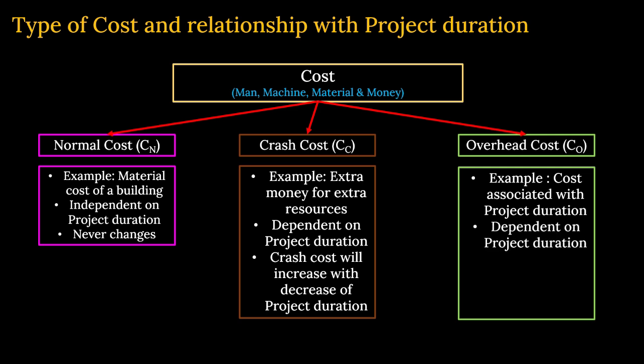The hiring means the salary of the staff. So it is dependent on the project duration, the number of days. So this cost will decrease with the decrease of project duration. If project duration is decreased, your overheads will also be decreased, obviously. So out of these three costs, normal cost is independent of the project duration, never changes. Crash cost will be increased whenever you are decreasing the project duration. Overhead cost will also be decreased along with the decrease of the project duration.